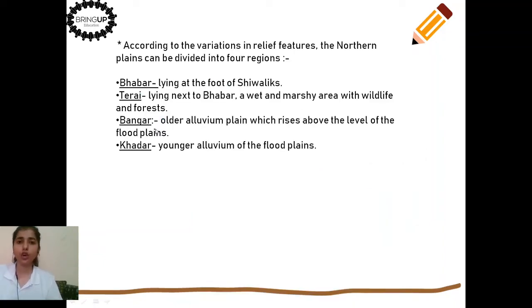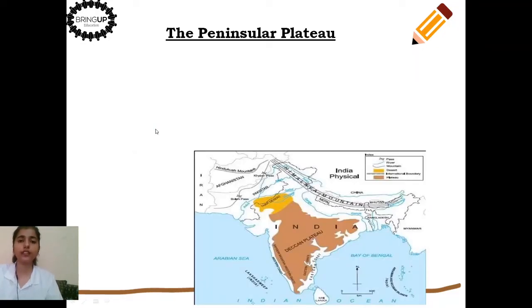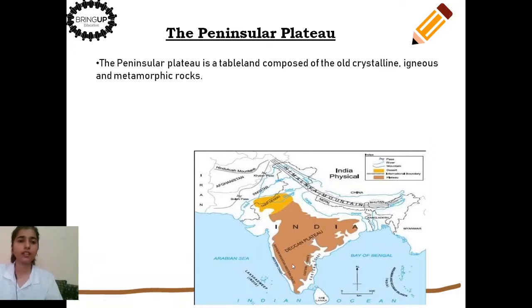Okay, that was all about the northern plains. Moving on to the third physiographic division, we have the peninsular plateau. You can see this brown portion which is marked, it is known as the peninsular plateau. Let us see. The peninsular plateau is a tableland composed of the old crystalline, igneous and metamorphic rock. So, peninsular plateau is in the form of a table, and it is composed of old crystalline, igneous and metamorphic rocks.